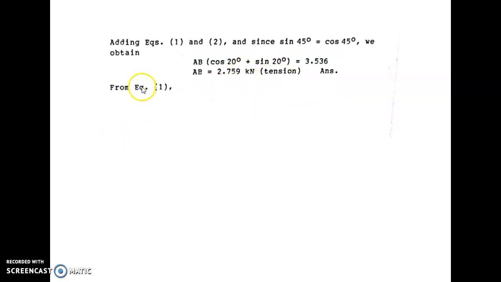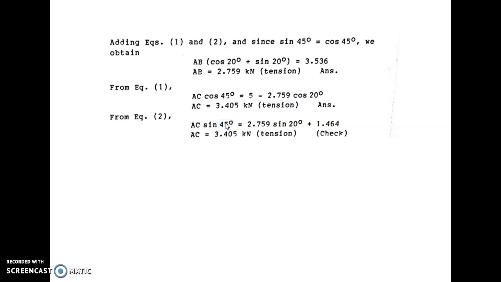So, from equation 1, kunin natin yung values ng AC. At ito yung makukuha natin. Okay? And for checking, para sure, okay, yan, this one. So, tama naman. Nagtugma naman siya. So, therefore, okay siya. So, yan.